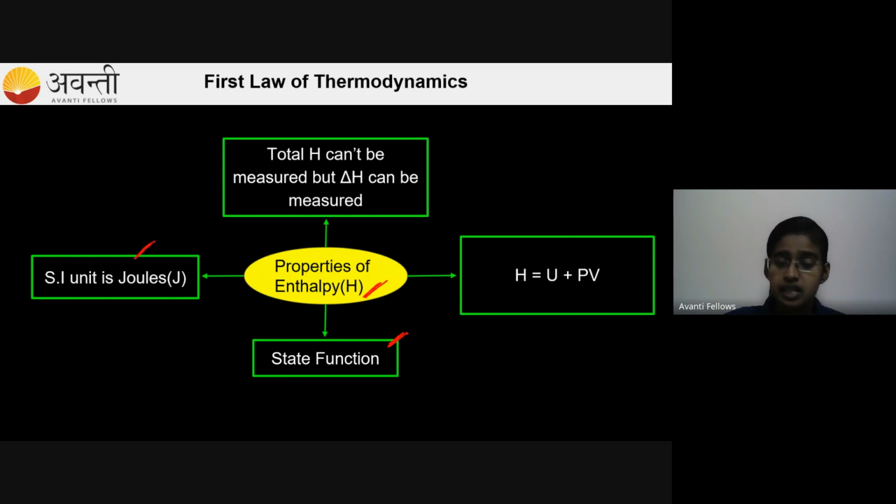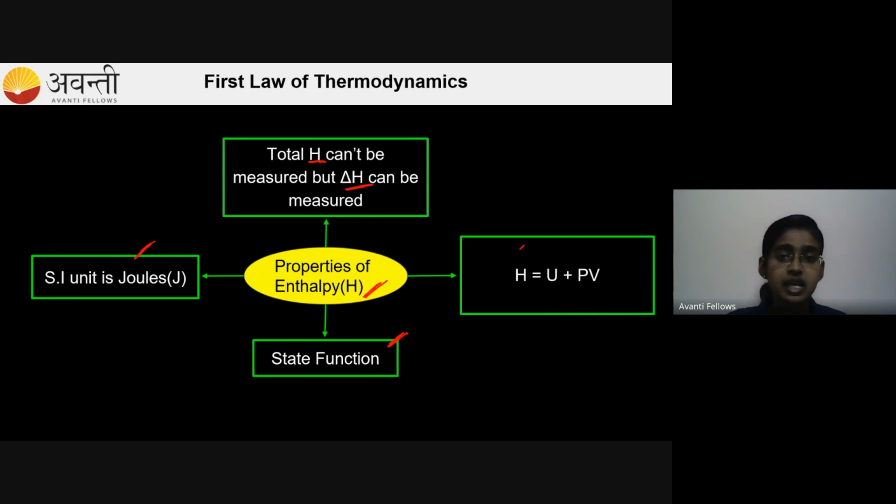Like internal energy, we cannot find out H directly. Only the delta H can be measured. And also we have one relation: H is equal to U plus PV. H is equal to internal energy plus pressure into volume. These are the properties of enthalpy.